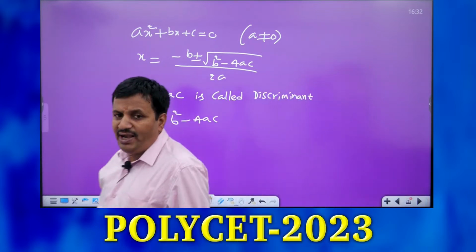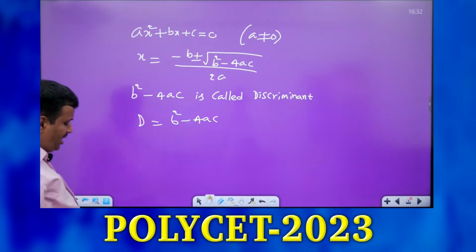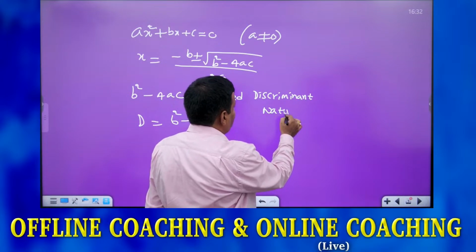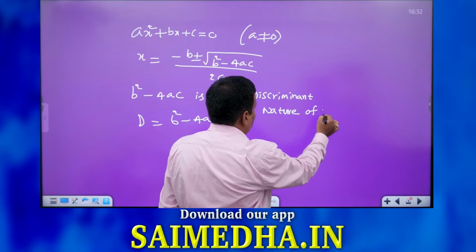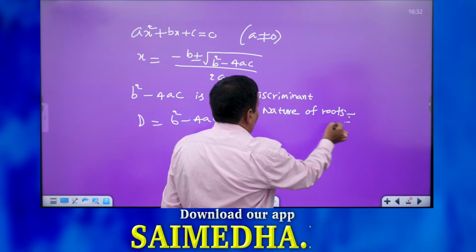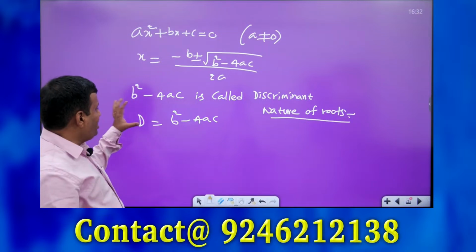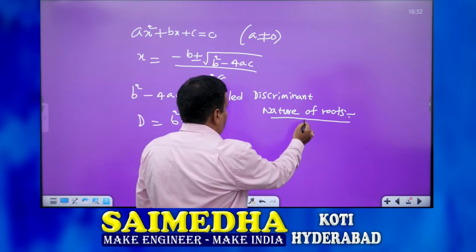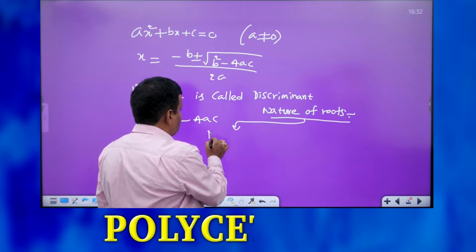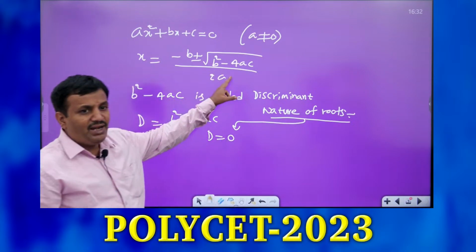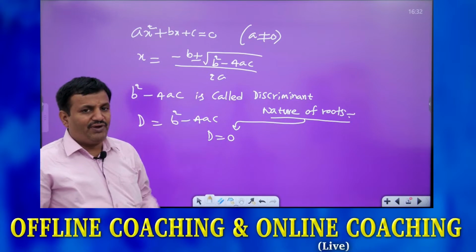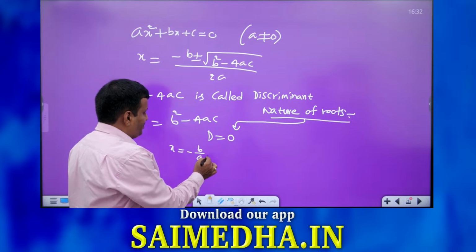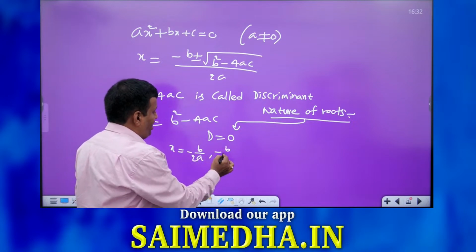Depending on this discriminant, you will find the nature of the roots, the different natures of the roots. This is also very important. What are the different natures of the roots we have depending on the discriminant? D equals b square minus 4ac. See here, if the D value is equal to 0, if b square minus 4ac is 0, then you will find x equals minus b by 2a.